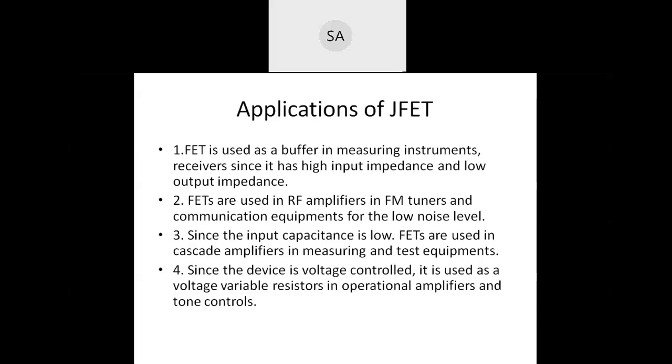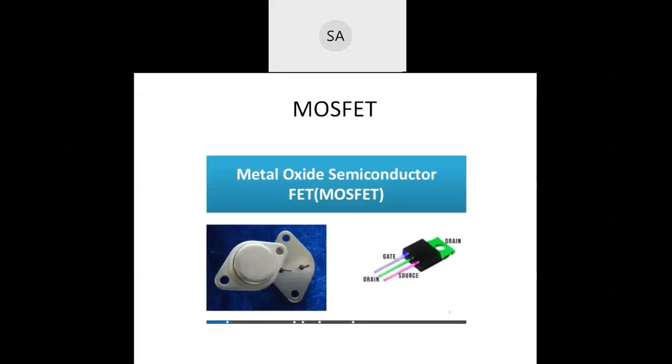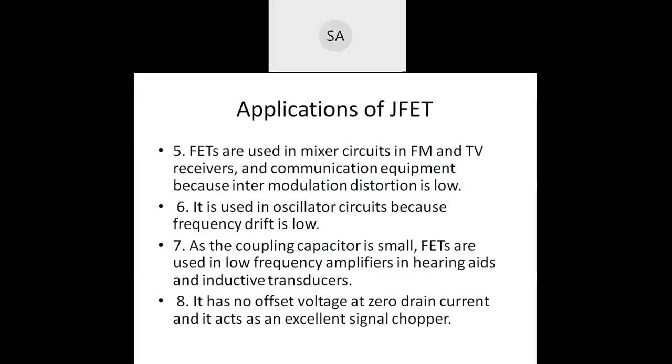FETs are used in mixer circuits, in FM and TV receivers, and communication equipment, because intermodulation distortion is low. So in the communication block, it can be used in the mixer circuit, and it is used in oscillator circuits because frequency drift is low. So FET can also be used in oscillator circuits.